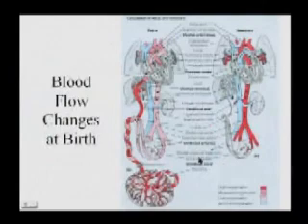So what are the blood flow changes at birth? So let's take a look at this slide. It's not in your set. I've added a few, but that's fine. So first we take a look at the fetal circulation and then the newborn.